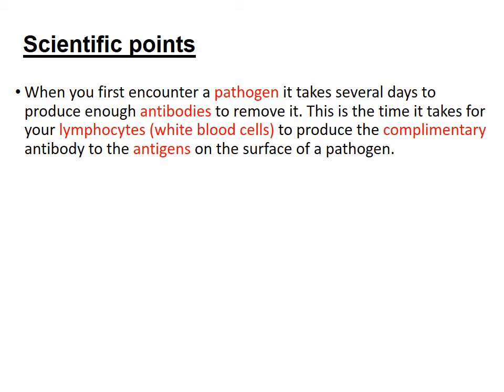So this is covered within the gap fill that we did within our booklet, but this is it again. So running through the points, when you first encounter that pathogen, it takes several days to produce the correct antibody and enough of the antibody to destroy the pathogen. And that's because the white blood cells need to produce the correct antibody to lead to the destruction of that specific pathogen.